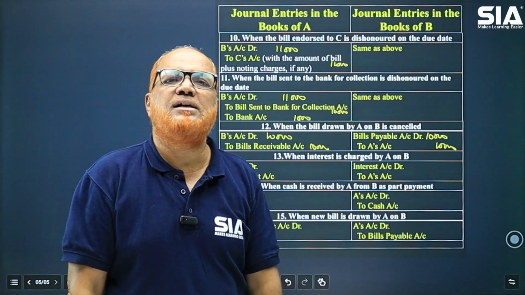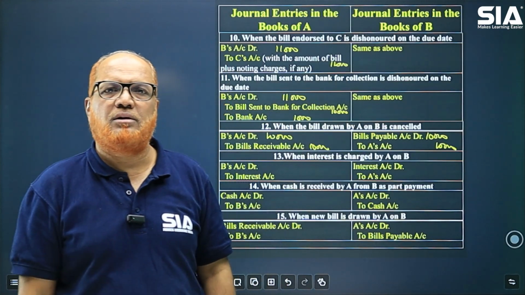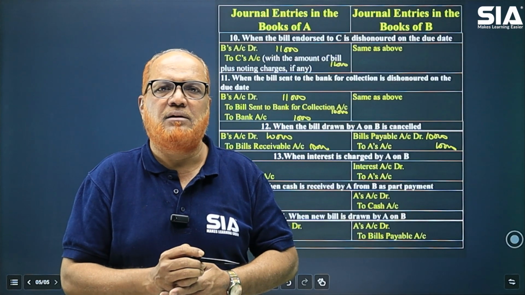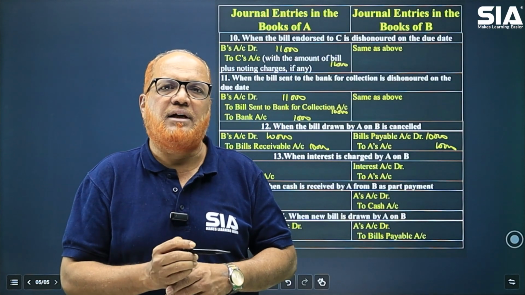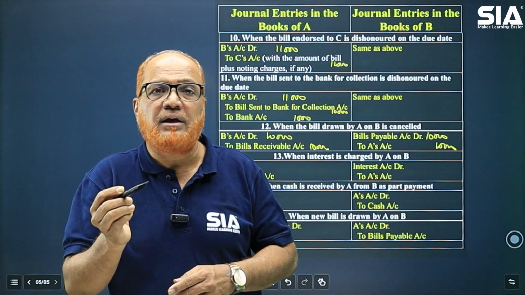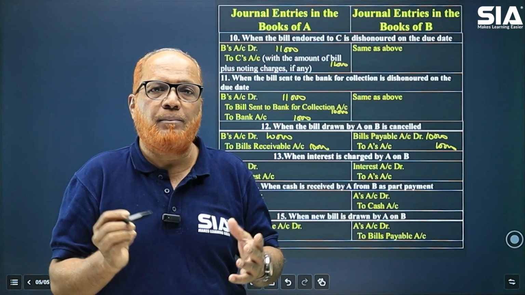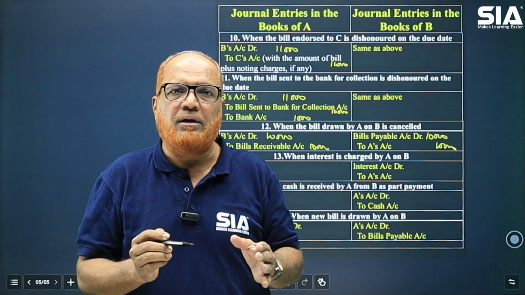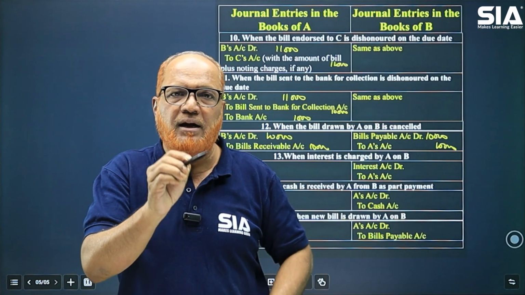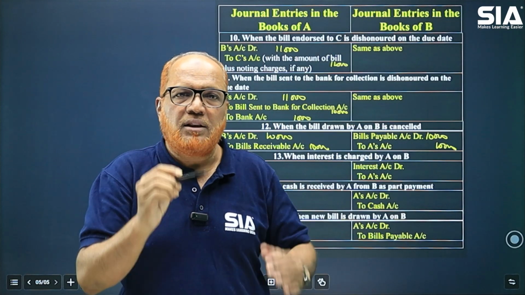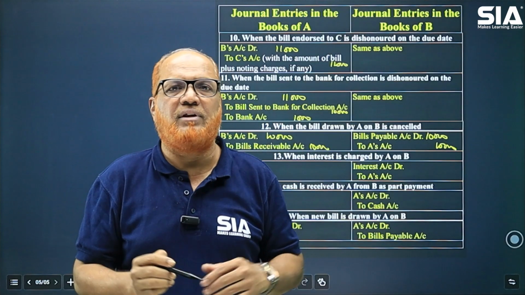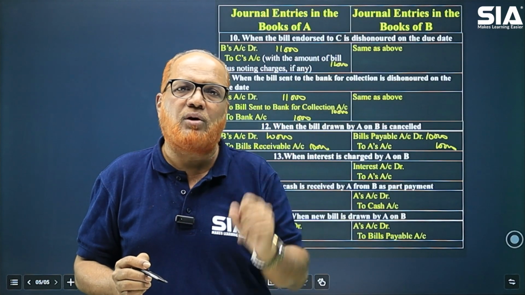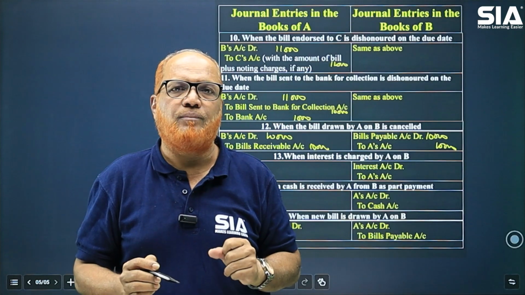Now 13th, up to 12 entries I have explained. Now 13th entry is regarding interest charged. When the old bill was cancelled, A will say that I will draw a new bill but along with interest. Example, the old bill was 10,000. Now A will ask B that if you pay interest charges of 1,000, then I'll make a new bill for 11,000. So interest will be calculated on the amount of the bill and for the duration.